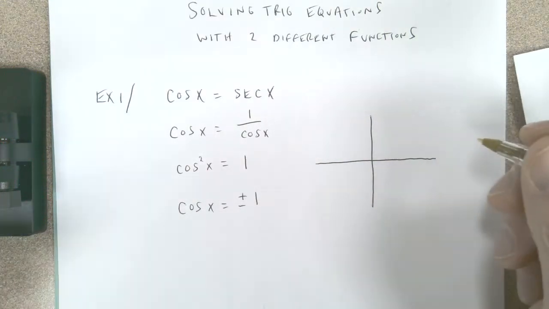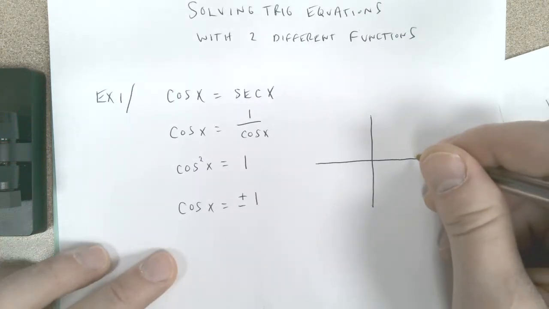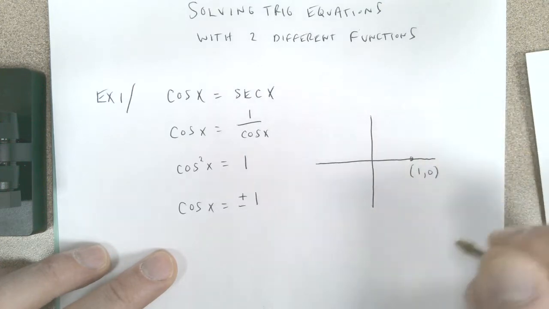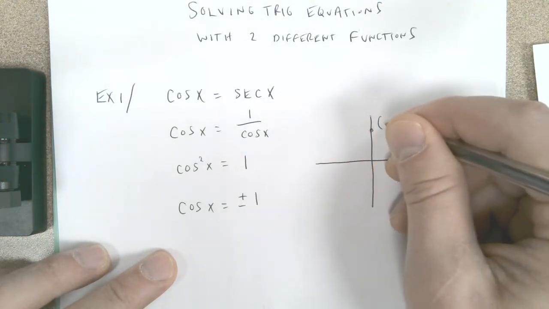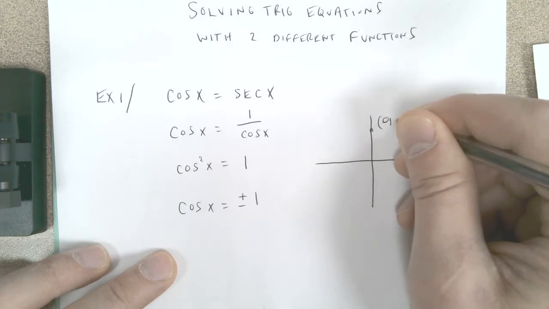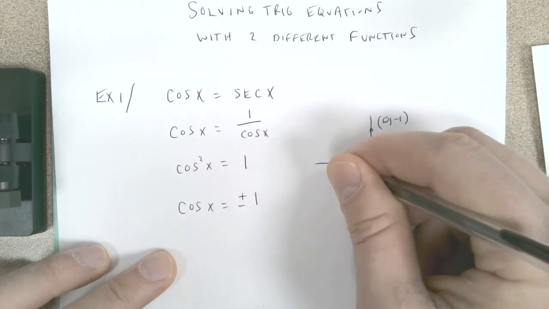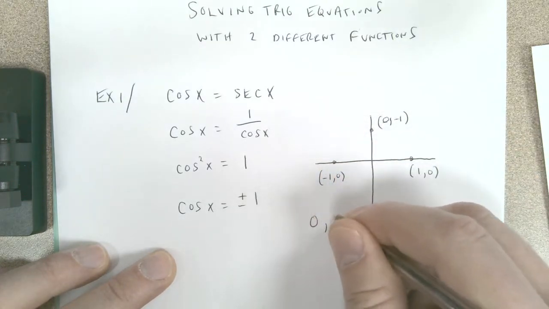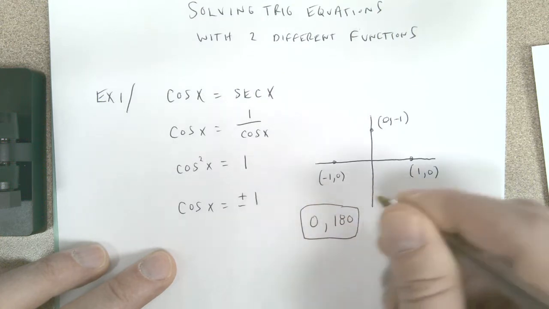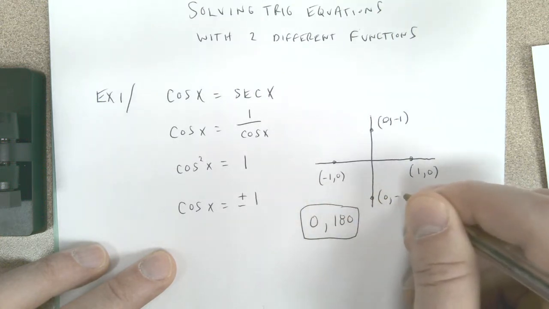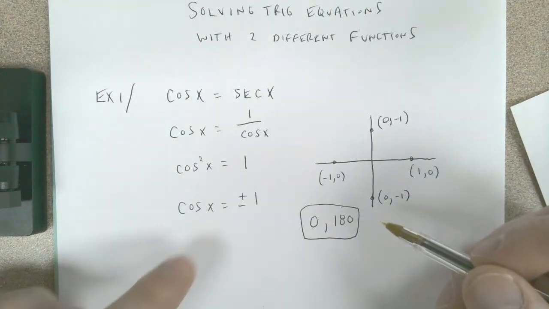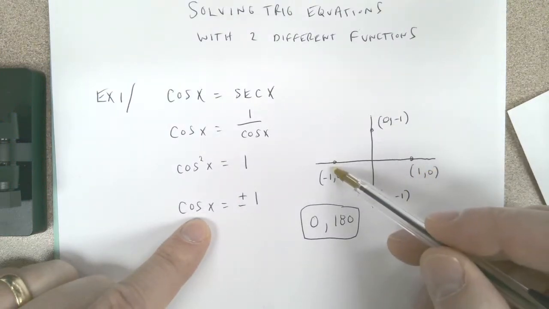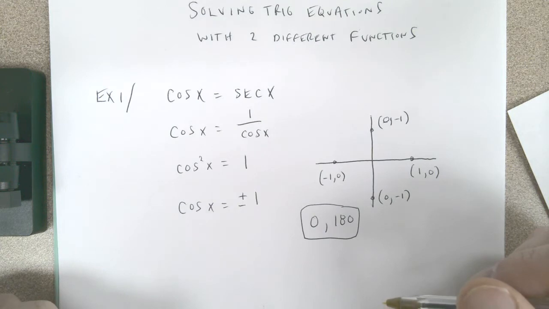So you think about on your coordinate plane, where is cosine positive 1? Cosine represents x. Well, at 0, it's 1, and at 180, it's negative 1. So we're going to get 0 and 180. So remember, cosine represents x. It's 1 at 0, and it's negative 1 at 180.